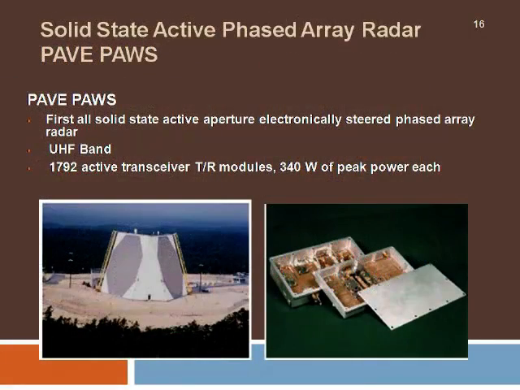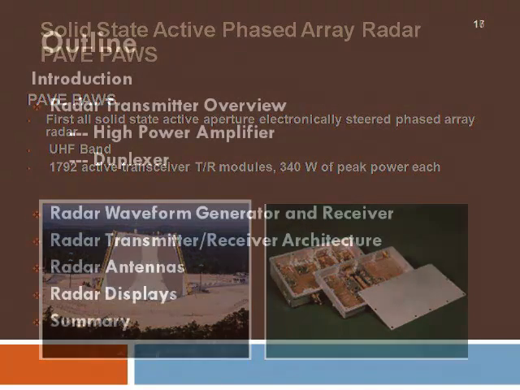Here you can see a phased array radar, very popularly known as PAVE PAWS, and you can consider that this is the first all solid state active aperture electronically steered phased array radar operating at the UHF band. And in the next diagram you can see the solid state amplifier which gives a peak power of 340 watts or so in a small box as shown.